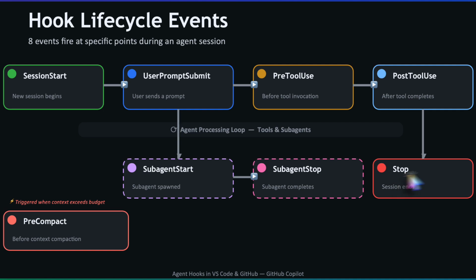And finally, we have Stop, marking the end of the session. So if you look at this flow, hooks give you visibility and control at every stage, from the moment a session starts all the way to completion. This is what enables you to build smarter, more controlled, and fully orchestrated AI-driven workflows.